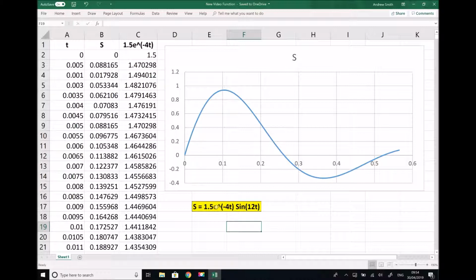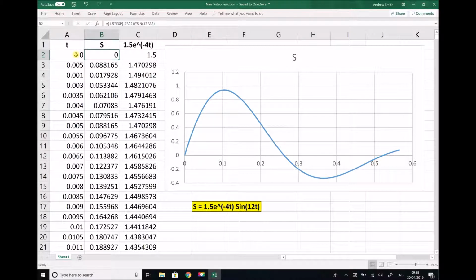Now the way that I've generated this graph for the function is by first of all listing a range of values of t, increasing in 0.005 second increments, and then I've inputted the formula for our function as equals, open brackets, 1.5 times the exponential of minus 4 times A2. The reason it's A2 is because it's cell referencing our time here, times sine of 12 times A2.